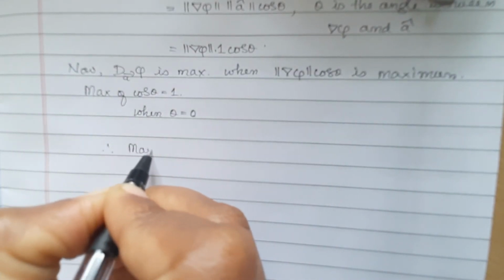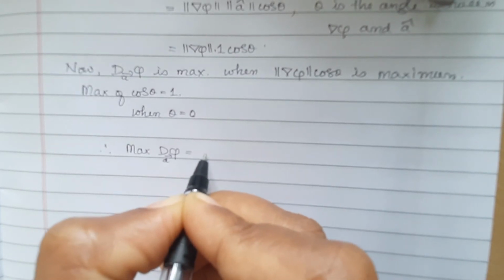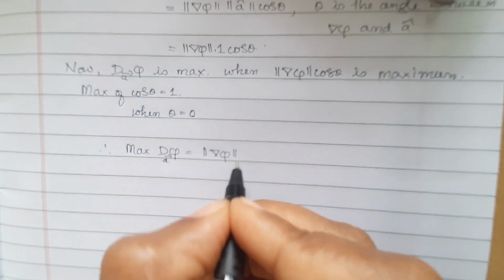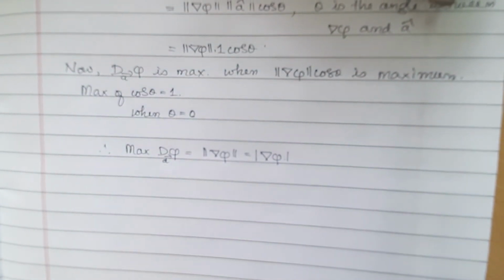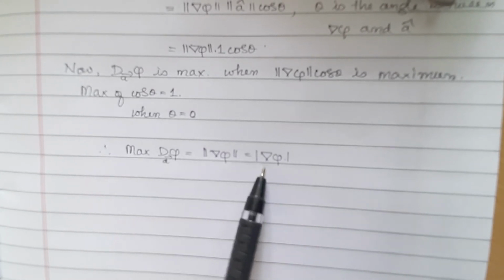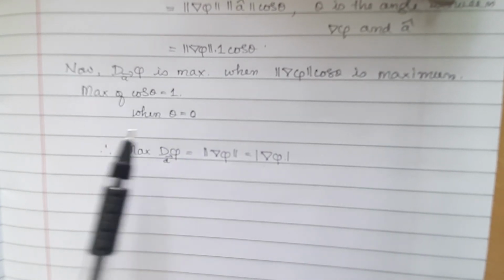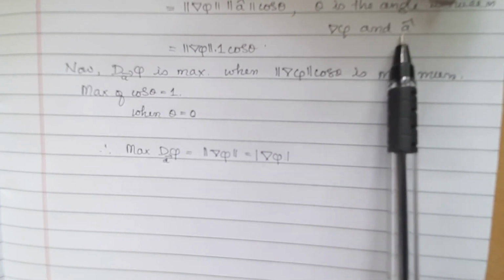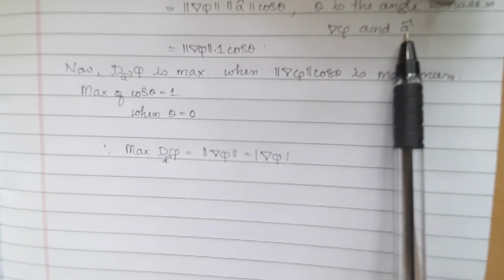Therefore, maximum of the directional derivative of phi in the direction of A is equal to the norm of del phi, or the modulus of del phi. That is, when cos theta is equal to 1, it becomes modulus of del phi. Therefore, the maximum value of the directional derivative is equal to del phi, and the maximum value occurs when theta is equal to 0. That means the angle between del phi and A cap is 0. The angle between these two vectors is 0, means these two are the same vector.